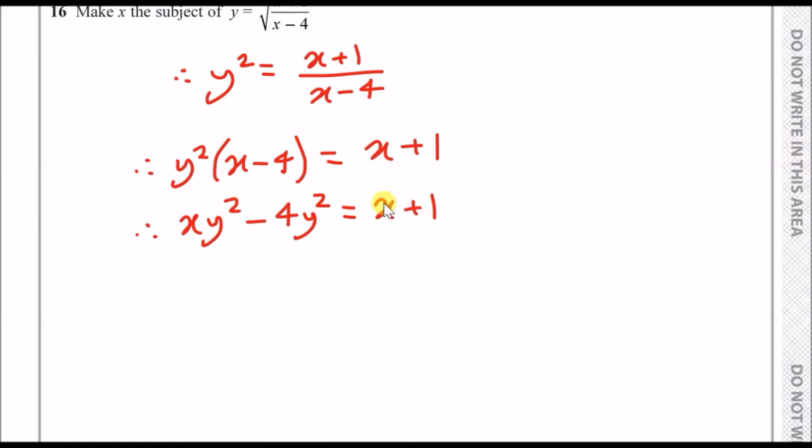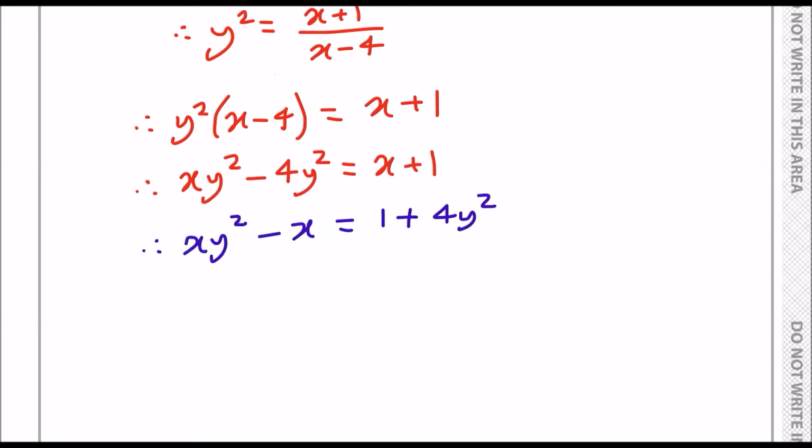So for instance, we're going to move this x to the left, and we're going to move minus 4y squared to the right. So to do that, we're going to add 4y squared and minus x. So we're going to have something like xy squared take away x equals 1 plus 4y squared.